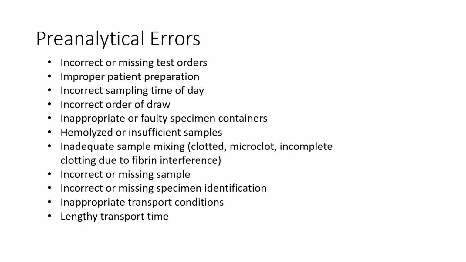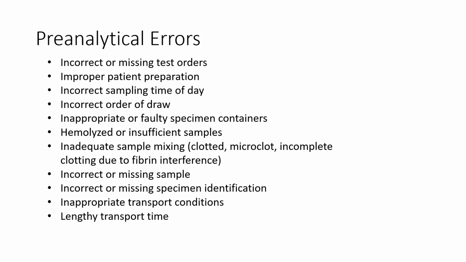Incorrect order of draw. There's a very specific order that has to be followed when the phlebotomist draws the blood, especially when there are multiple tubes being drawn on a patient. We want to draw from the tubes that have the least amount of stuff in them all the way up to the most. We also have to consider anticoagulants, and if we put a needle into something that has powder anticoagulant and then put the needle into a tube that has a coagulant activator, we may have some of that powder carry from tube to tube. So we have a specific order that we recommend the tubes are drawn in.